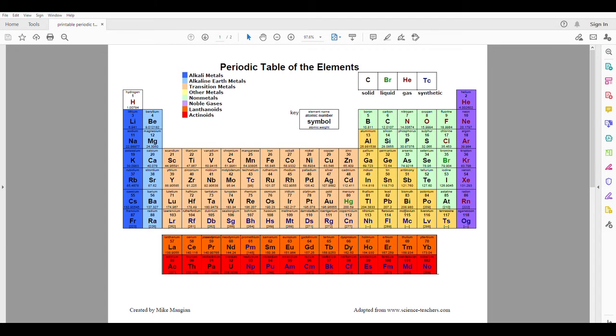And then once you get down to here, you start getting more countries and states and stuff like that, right? Like Nihonium, that one was discovered in Japan, I believe. Moscovium was discovered in Russia. Tennessine was discovered in Tennessee. And then Oganesson, I think, is named after a nuclear scientist. All these different elements, though, were created by man, so they're synthetic.